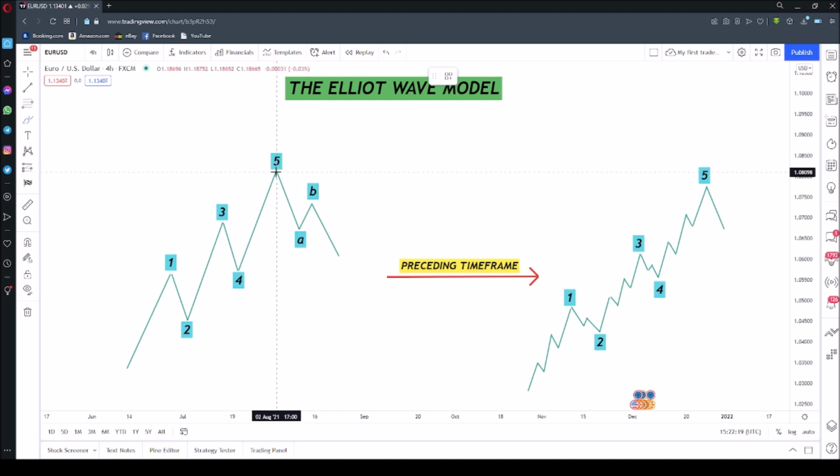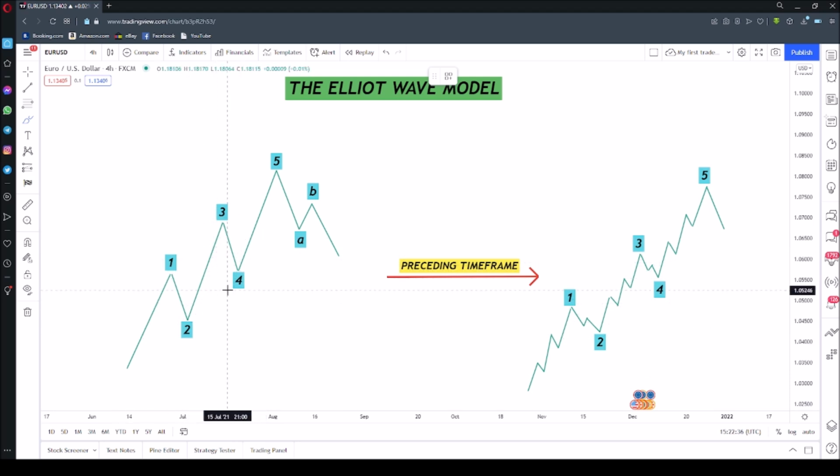So after completing wave 5, we'll have an ultimate correctional move where we'll have A, B, and C at the end of that correction and restart this particular cycle again.